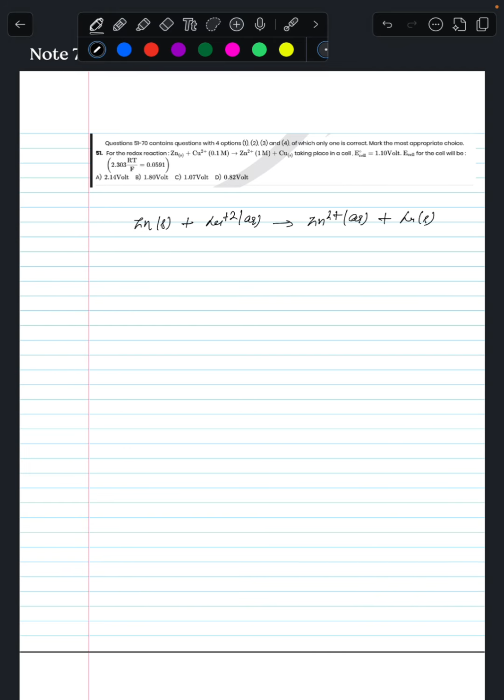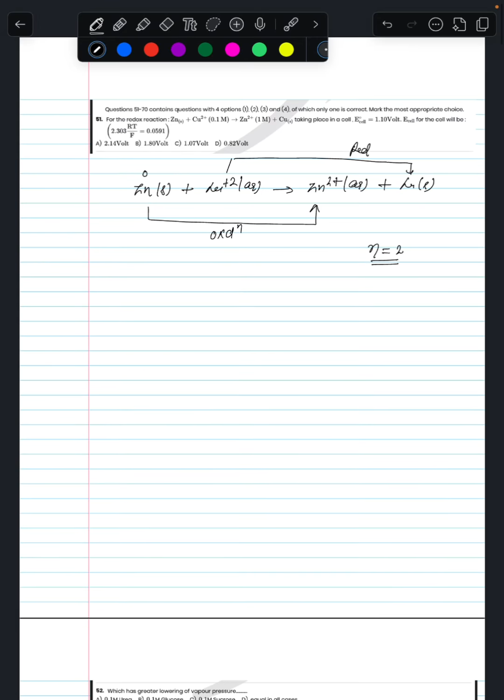plus copper solid. So here zinc is getting oxidized, 0 oxidation state to plus 2. So oxidation takes place, whereas copper plus 2 is converted into 0. So reduction takes place. So zinc loses its 2 electrons, 0 to plus 2, and copper accepts these 2 electrons. So here net electron exchange will be 2. Therefore, according to Nernst equation, E cell will be E naught cell, that is 1.10 minus 0.059 upon net n.